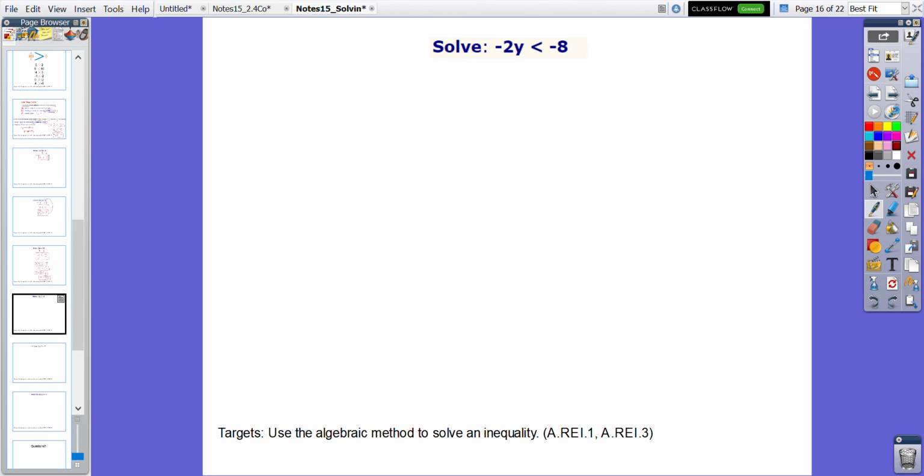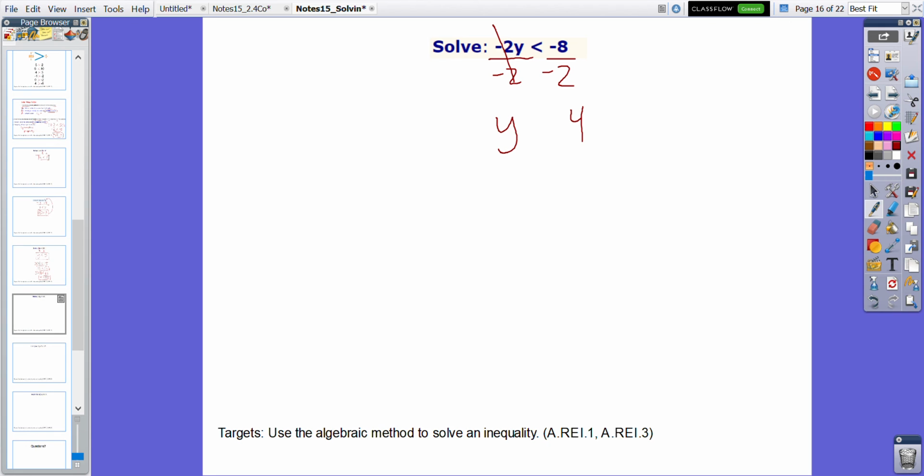Okay? All right, so -2y is less than -8. Just like the last problem, we want to go ahead and divide by the coefficient here. So that's -2 and -2. -2's cancel on the left side. I'm left with y here. -8 divided by -2. That is a positive number. Negative divided by negative is a positive. So I get a positive 4 here.